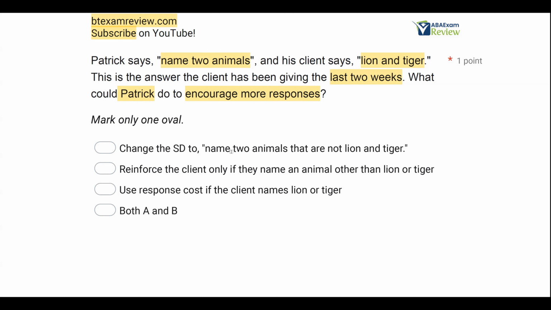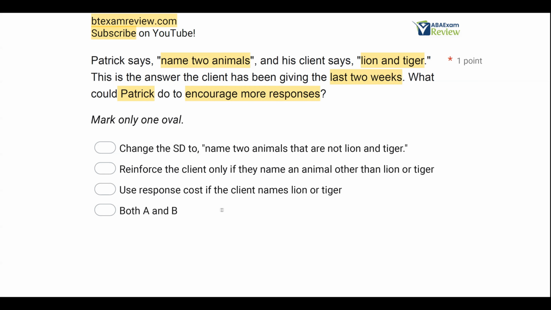Now, what can Patrick do to encourage more responses given the information? A, change the SD to name two animals that are not lion and tiger. Sure. One way of changing up a response is changing the SD because the SD is going to evoke the response. And so if Patrick wants different animals, he can simply change the SD to specify more animals that don't include lion and tiger. What about B? Reinforce the client only if they name an animal other than lion or tiger. Sure. If the client wants to continue earning reinforcement, they will now need to say an animal that is not a lion and tiger. So A is perfectly acceptable. B is acceptable. What about C?